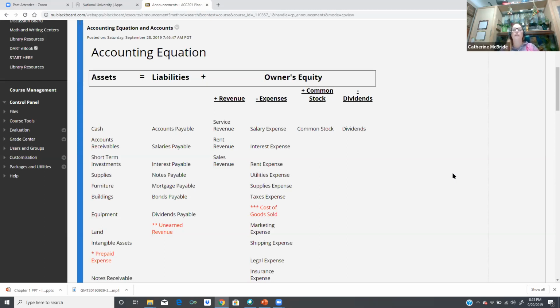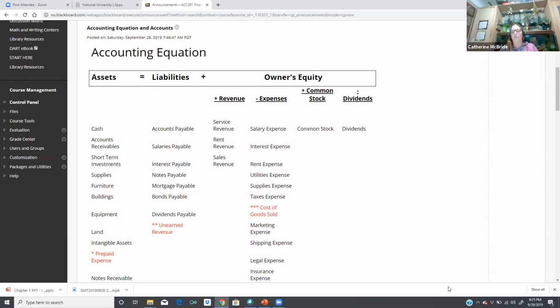So this is in the course announcements. It's a really good cheat sheet. I shouldn't call it that. I mean to call it resource sheet. It's a really good resource sheet for showing you the expanded accounting equation and also kind of reminding you of the common accounts that you will find on that expanded accounting equation.